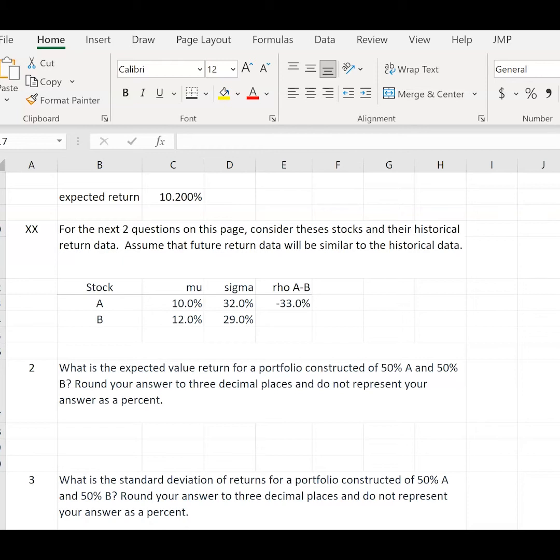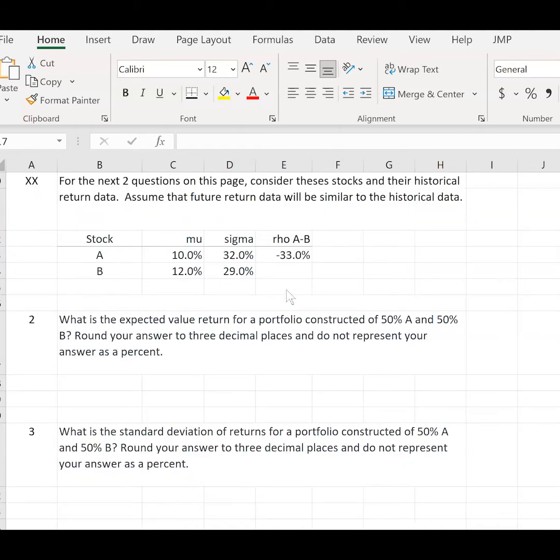All right, so we are using this stock data right here for the next 2 questions, and we have to assume that future return data will be similar to the historical data. Question 2 is asking for the expected value return for a portfolio constructed of 50% of stock A and 50% of stock B. Question 3 is going to ask us about the exact same portfolio, but it's asking for standard deviation.